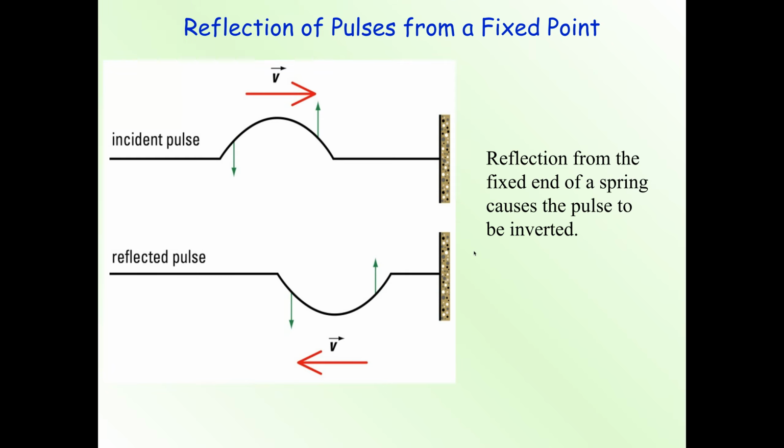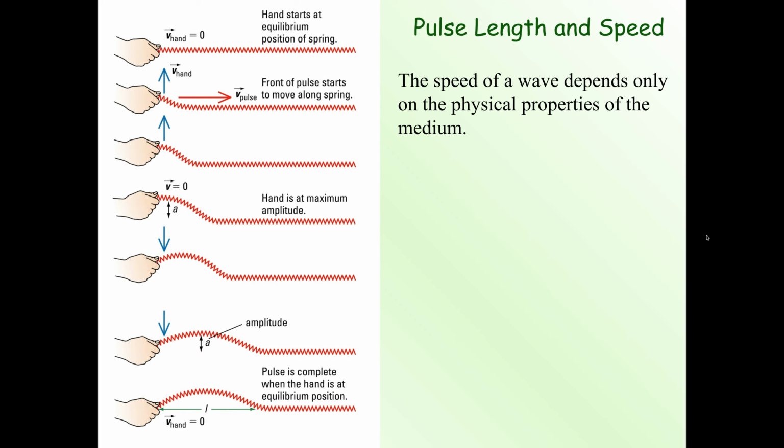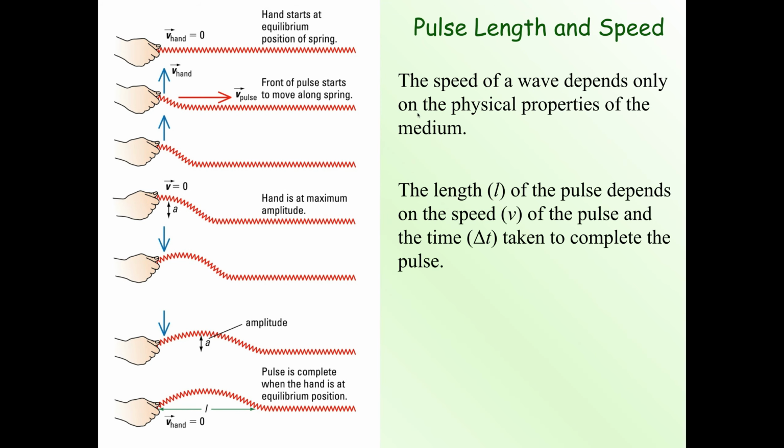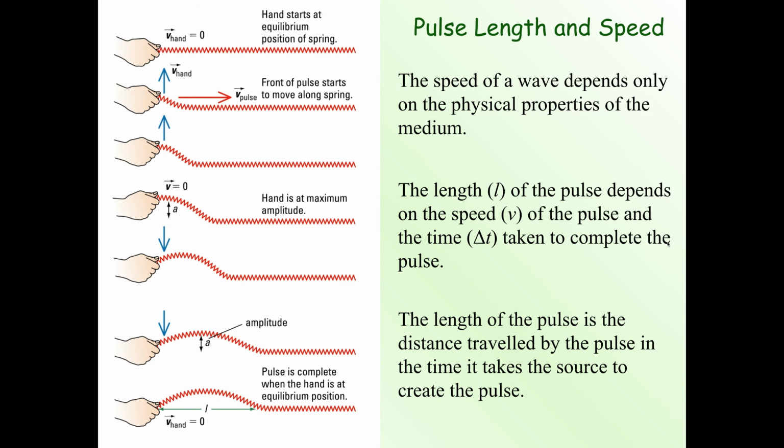Okay, the speed of a wave depends only on the physical properties of the medium. The medium is what the wave is passing through: air, water, whatever it's in. The length, L, of the pulse depends on the speed of the pulse and the time taken to complete the pulse. The length of the pulse is the distance traveled by the pulse in the time it takes the source to create that pulse.